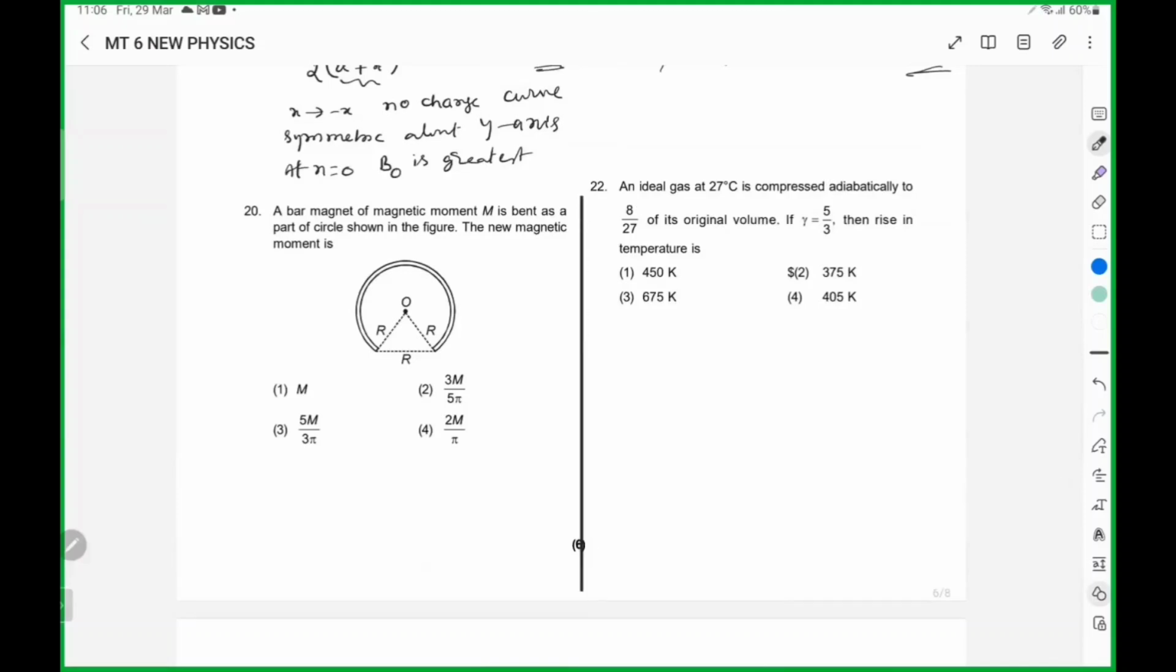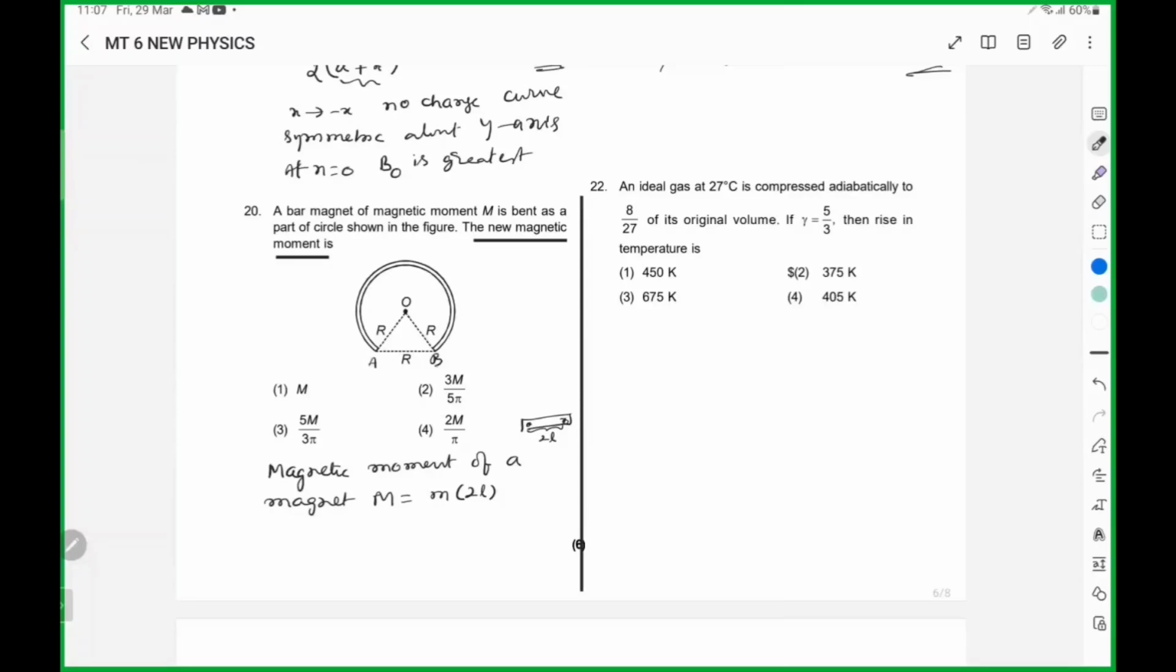First of all, what we have to find out is magnetic moment. Magnetic moment of a magnet is denoted with capital M, pole strength into 2L. Here 2L is the effective length between the poles.